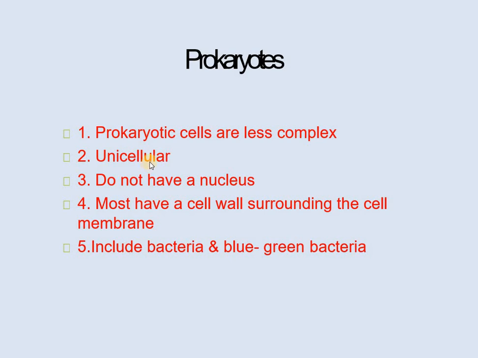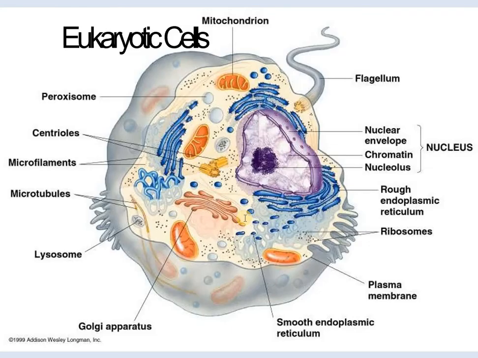So what are these prokaryotic cells? They are the ones which are less complex. They are unicellular. They do not have a nucleus and most of them have a cell wall surrounding the cell membrane. They usually include the bacteria, the blue-green bacteria, etc.